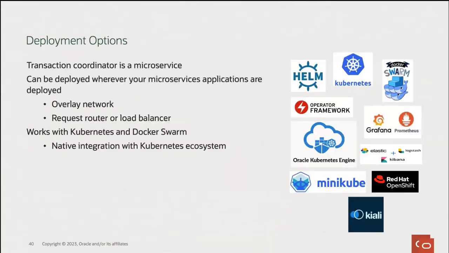The MicroTx transaction coordinator is a microservice, and it can be deployed in any containerized system that is used to deploy microservices, and can also be deployed within overlay networks like a service mesh having a request router or a load balancer. The MicroTx coordinator can be deployed in Kubernetes and Docker Swarm environments, and it can support native integration with the Kubernetes ecosystem. The MicroTx coordinator can be deployed in Kubernetes with or without a service mesh like Istio.